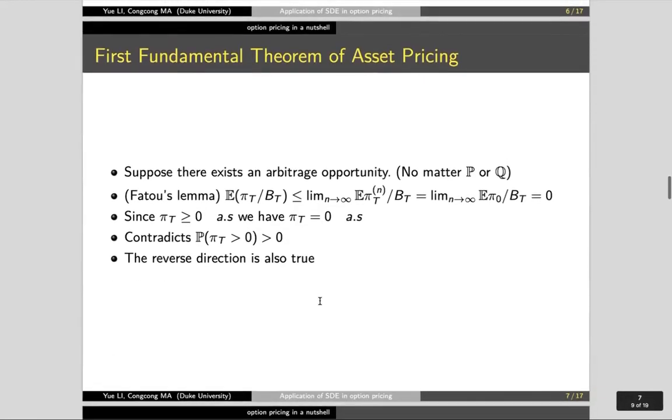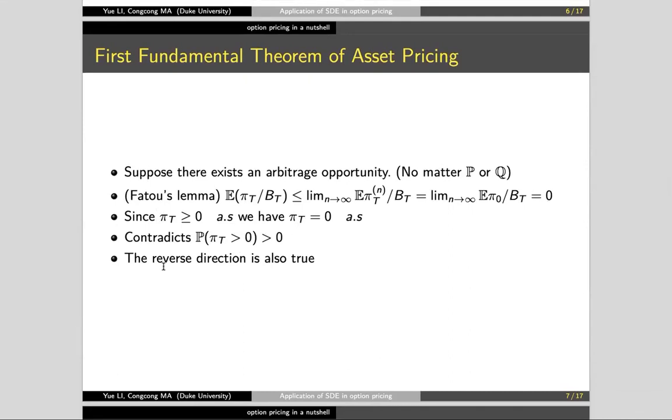And here is a more formal proof of this theorem. We prove by contradiction. Suppose there exists an arbitrage opportunity, then by Fatou's lemma, you can show that the expectation of π_T at capital T would be smaller or equal to 0. However, the definition of arbitrage requires that π_T is greater or equal to 0 almost surely. Therefore, we conclude that π_T must equal 0 almost surely. But this contradicts the requirement that we must earn positive profits with positive probability.